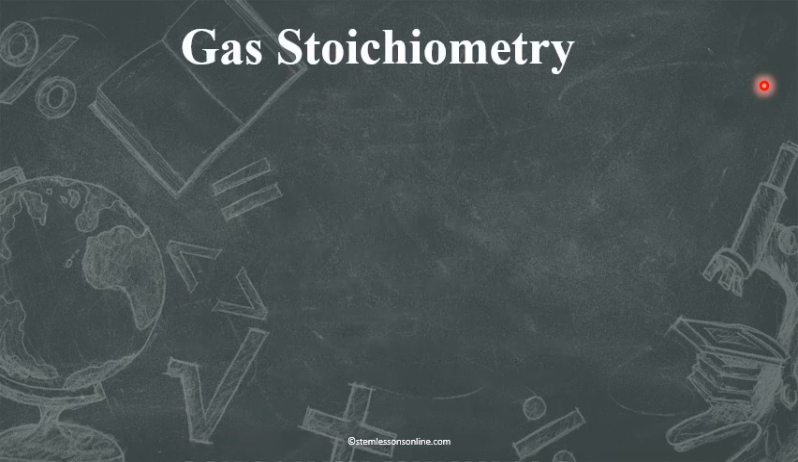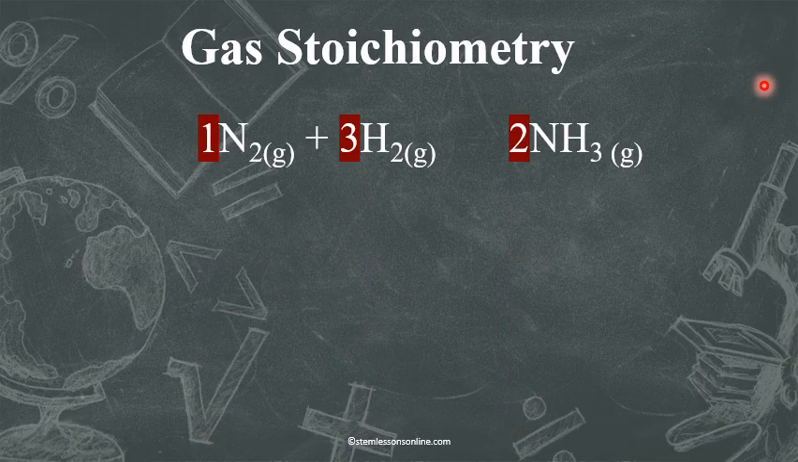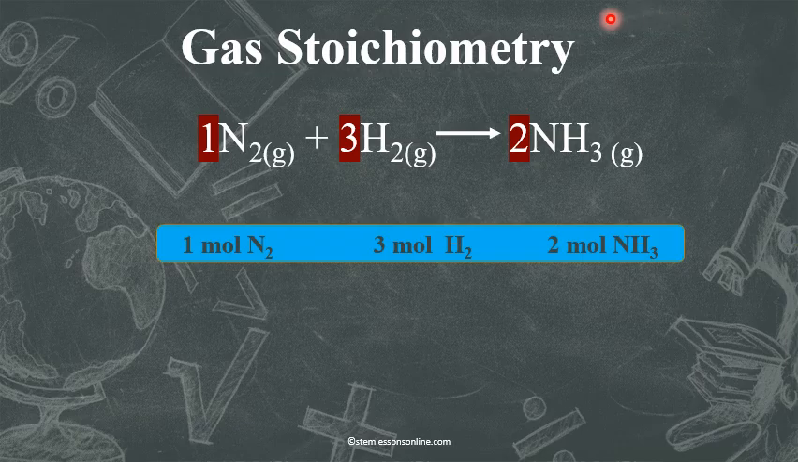Now let us see what is gas stoichiometry. This is nothing new. This is exactly what we did in the stoichiometry chapter to calculate the mass relationship between reactants and products in a chemical reaction. So first we will have a balanced chemical equation and the coefficient represents the number of moles. In this equation you can see 1 mole of nitrogen combines with 3 moles of hydrogen gives you 2 moles of ammonia. That means the coefficient represents the number of moles.